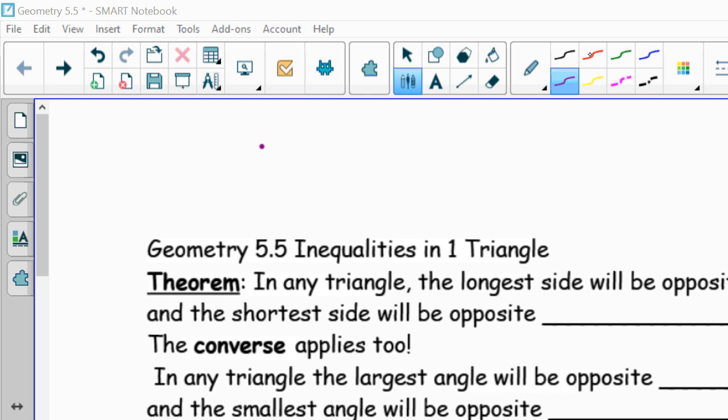All right, so today in geometry, we're going to finish up chapter 5. So we're going to look at section 5.5, which are inequalities in one triangle. We have a theorem that states in any triangle, the longest side will be opposite the largest angle, which makes sense, right? And the shortest side will be opposite the smallest angle.